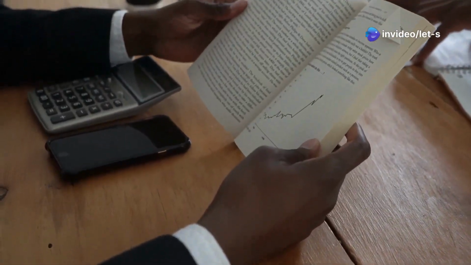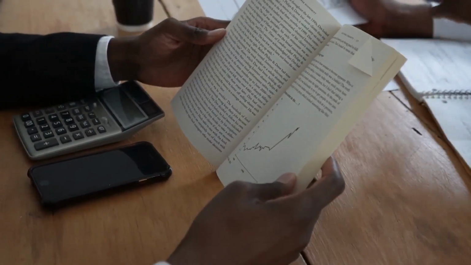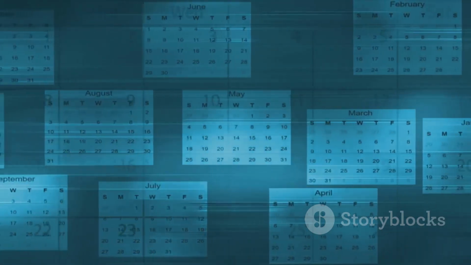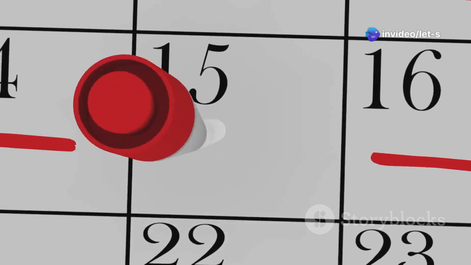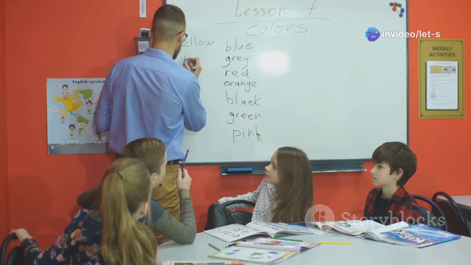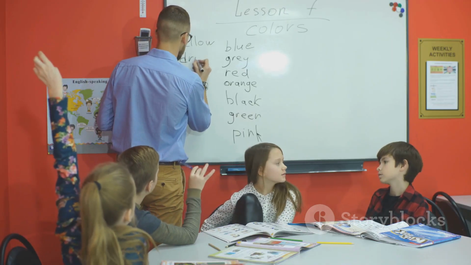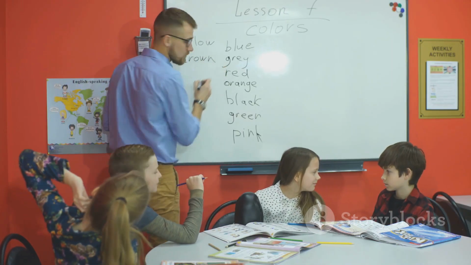Section 5. Time and place expressions in reported speech. Time and place expressions often change in reported speech. This is because the context of the original statement has shifted. For example, today becomes that day, tomorrow becomes the next day, and here becomes there. These changes help to maintain the original meaning of the statement in the context of the report.